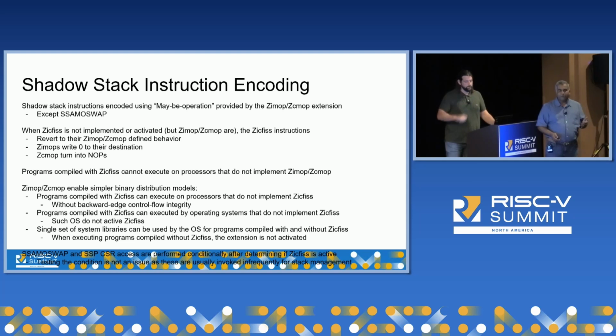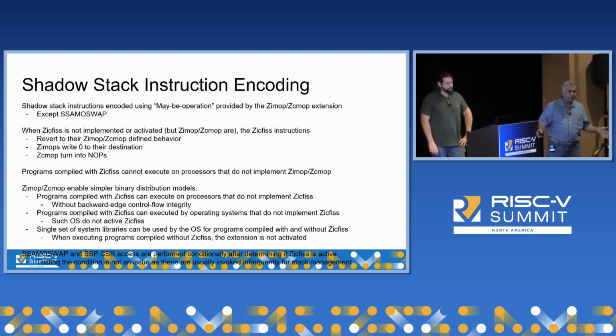Or it does not have an OS that knows how to turn on shadow stacks, and that's fine. These instructions will effectively turn into no-ops, but the program will be compatible across this family of machines. And these Zimops and Zcmops are mandatory as part of the RVA23. That allows us a wide base of machines that are compatible for the program.